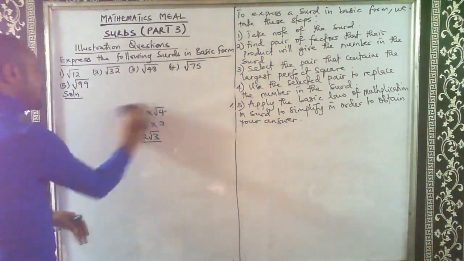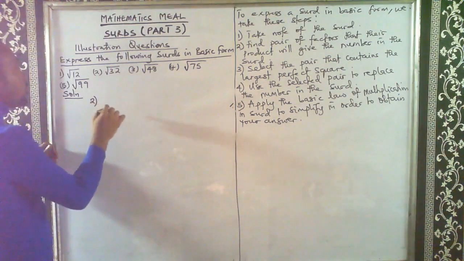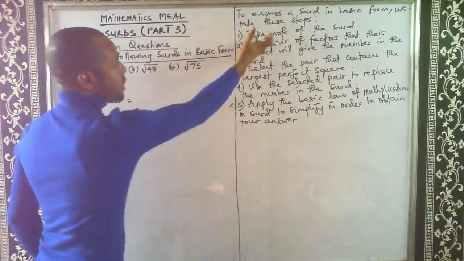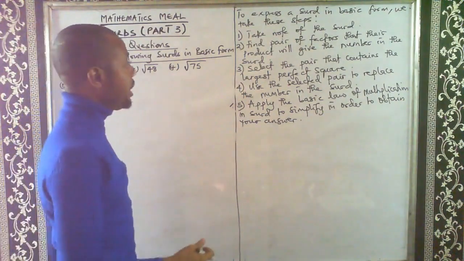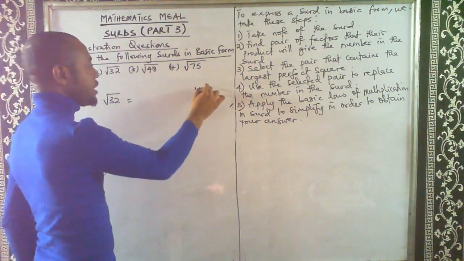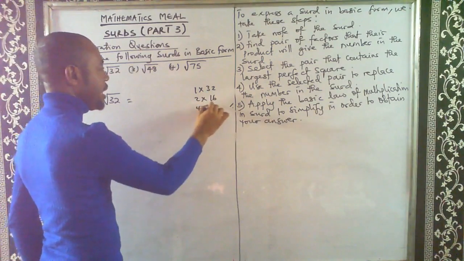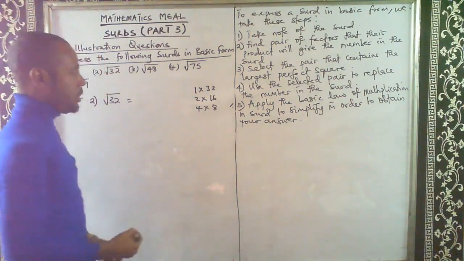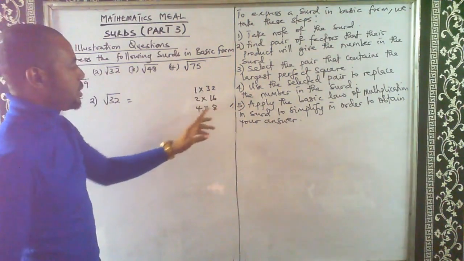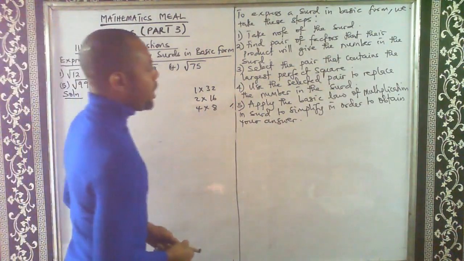So, let's look at our second question. Question number 2, we are given square root of 32. Okay? We have taken note of this as required by our steps. Then we find the pair of factors that will give us this. 1 times 32, 2 times 16. 3 cannot go, 4 times 8. Which other one? Nothing more. Any other one? No. Okay? 1 times 32, 2 times 16, 4 times what? Times 8. So, select the pair with the largest perfect square.